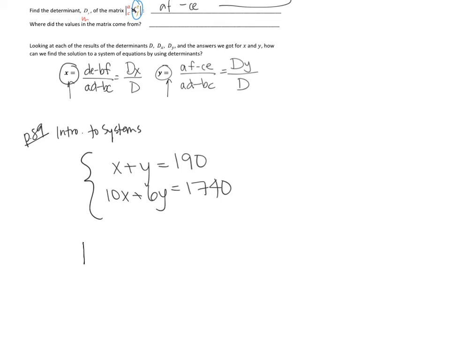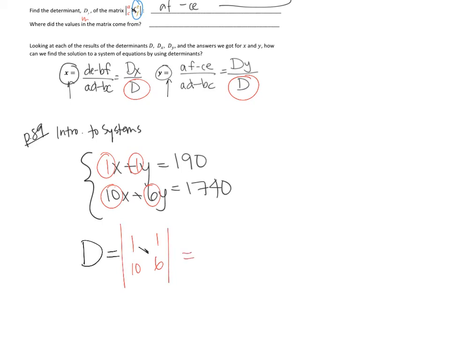And so what I'd like to do is see how we could do this using our determinants. So if we want to find matrix D, which is the denominator for our x and our y, we need to look at the coefficients. So we have 1, 1, 10, and 6. We want the determinant of that. Well, that's going to be equal to 1 times 6 minus 1 times 10. So we're going to get a negative 4.